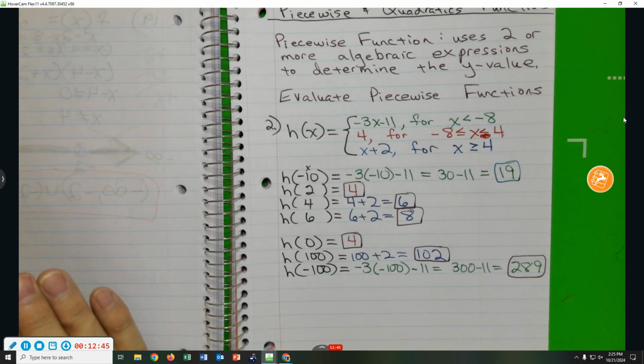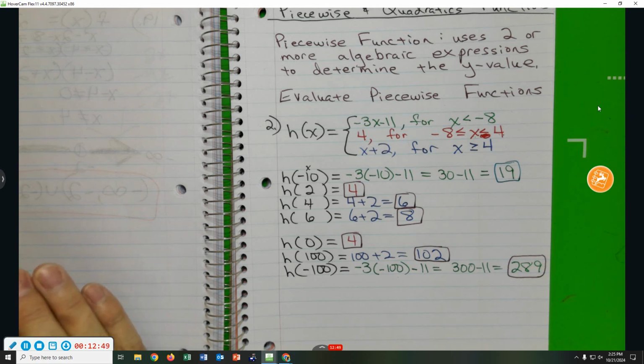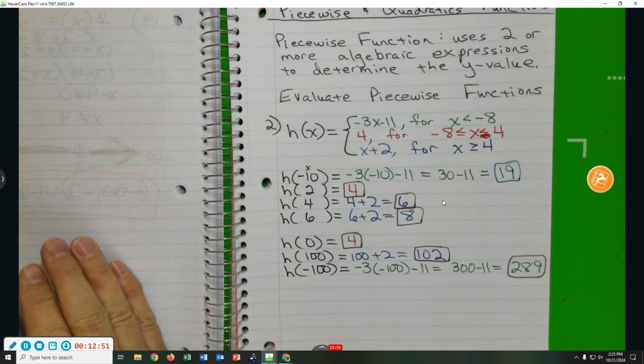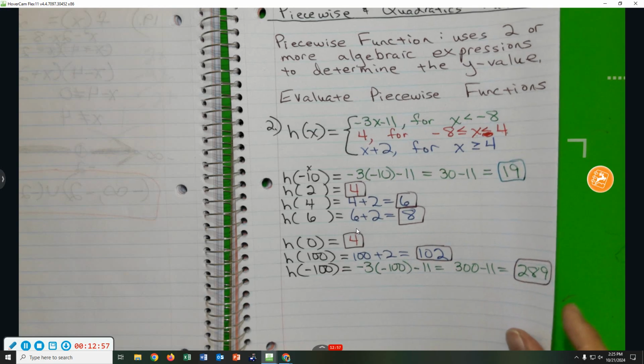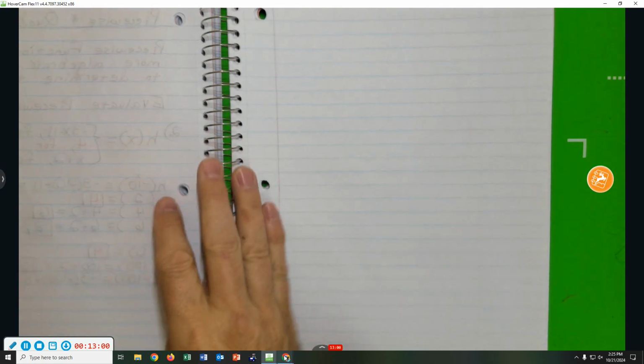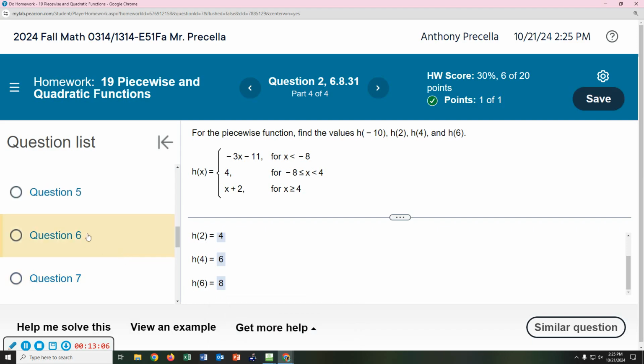So, any questions before we go on? We're doing two things with piecewise functions today. We're evaluating and we're graphing. The evaluation is pretty fast. The graphing, well, it's a little more involved. So I'm going to write graphing piecewise functions.